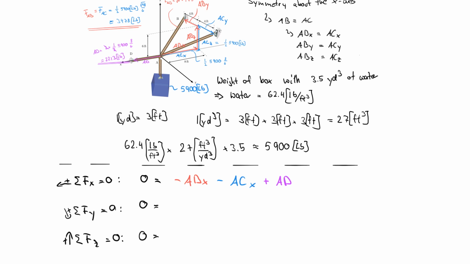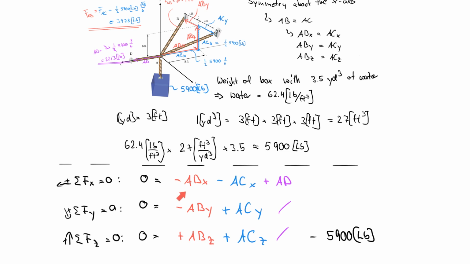For the y direction, I have minus ABX, sorry, ABY, plus ACY, and nothing in the AD component. But for the z direction, I have plus ABZ plus ACZ, nothing in the d direction, but I have minus 5,900 pounds, right?